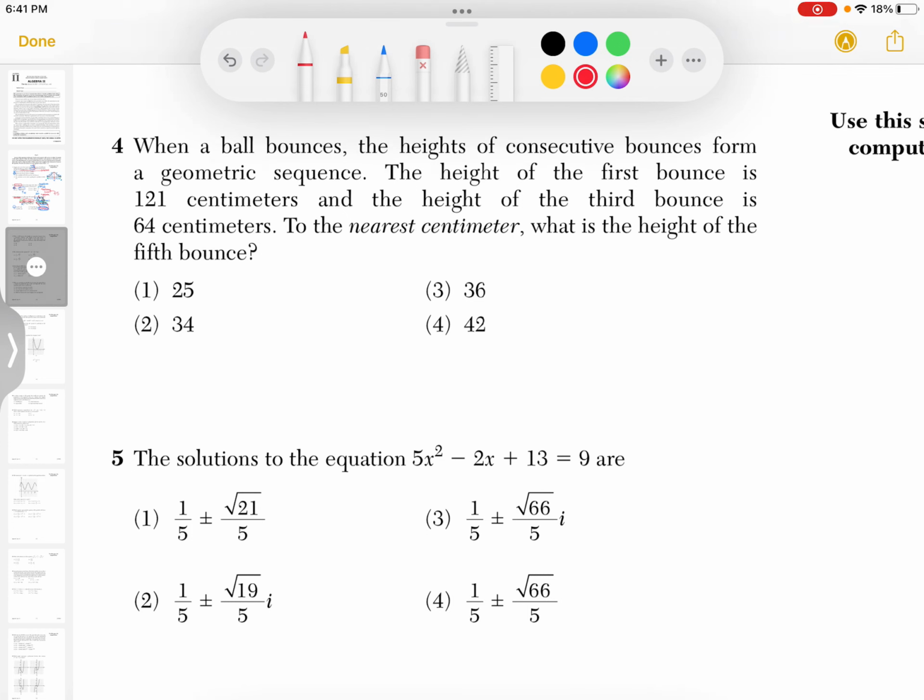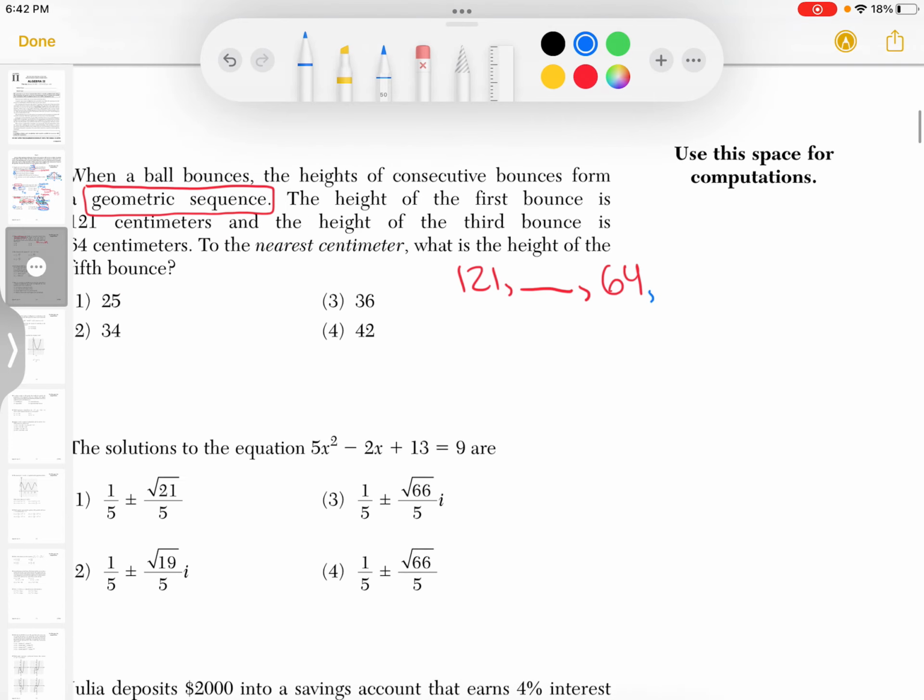All right, number 4, when a ball bounces, the heights of consecutive bounces, so like one bounce after the other, form a geometric sequence. Those are keywords right there. I'm going to box that in. It says the height of the first bounce is 121, so I'm going to start my sequence with that. And the height of the third bounce is 64 centimeters. To the nearest centimeter, what is the height of the 5th bounce?